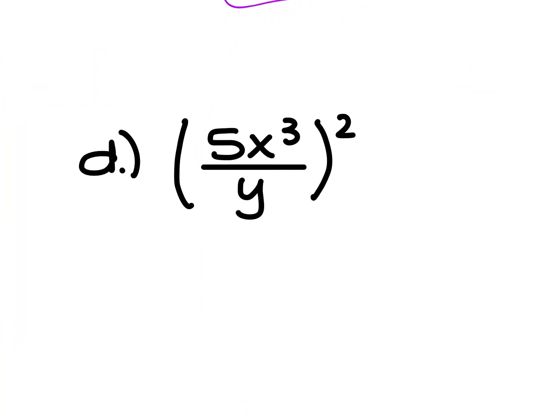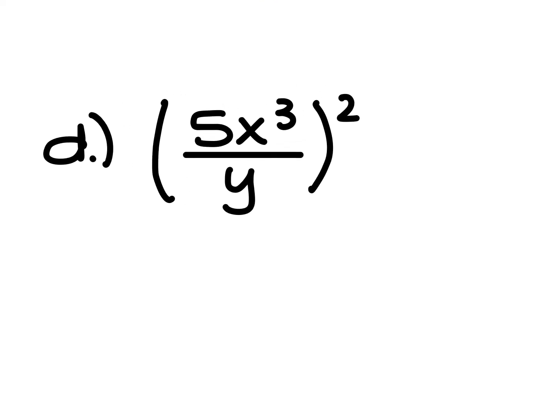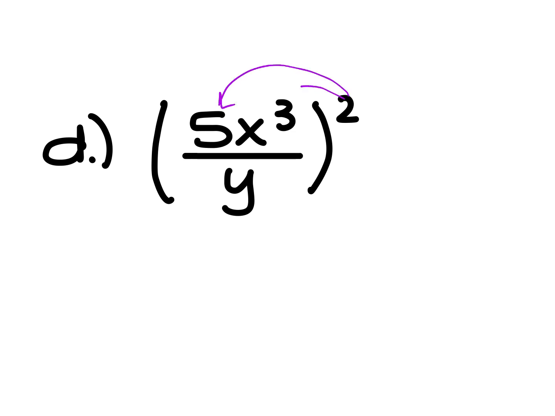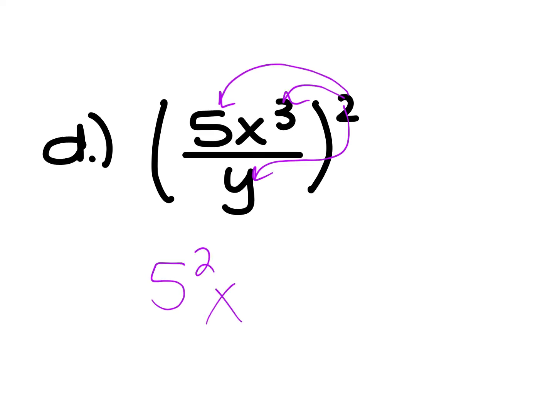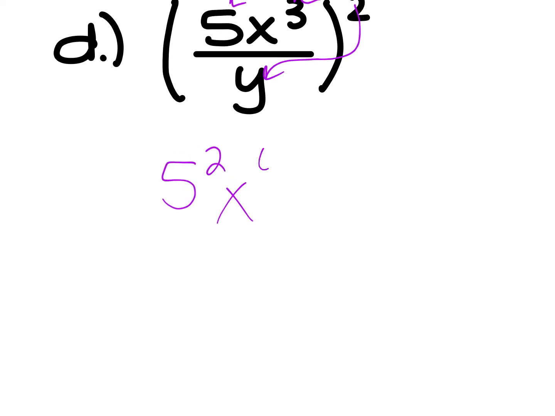Now we go here, and you're like, ooh, there's a lot going on. Not really. We have a parenthesis, and it's raised to a power, yes? So what do I do with this power? I'm going to distribute it to everything. Good. Top and bottom. So I have 5 squared. I have x. I'm raising a power to a power. So what do I do with the 3 and the 2? Multiply. Good. 6. Then I have y squared.